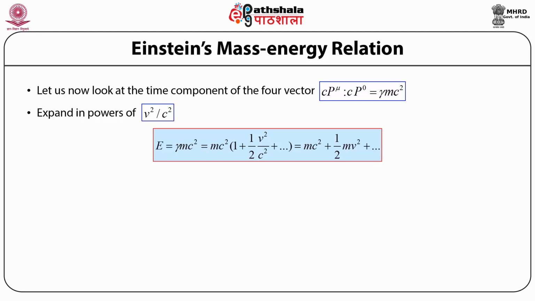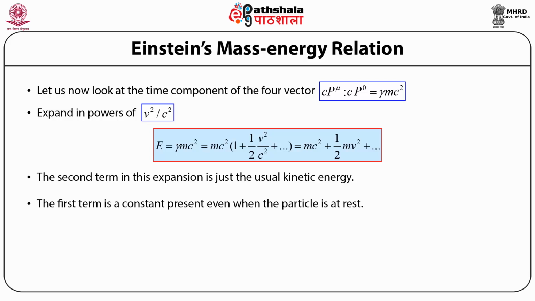Here the second term in the expansion, that is half v square by c square, is just the usual kinetic energy term. So when we open the bracket, the total terms that we get is c times capital P superscript 0 is equal to mc square plus half mv square plus higher order terms. So the second term in this expansion is just the usual kinetic energy term. The first term is a constant present even when the velocity of the particle is 0, that is when the particle is at rest, and is referred to as the rest energy of the particle.